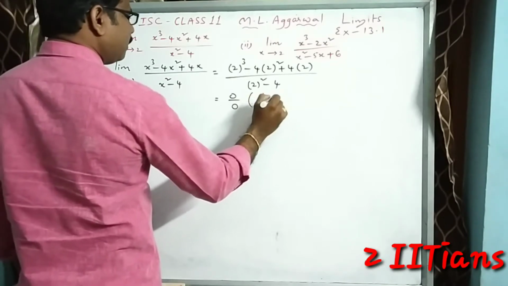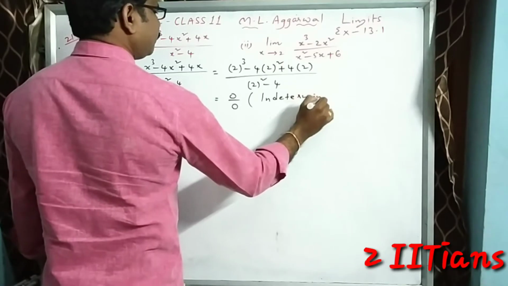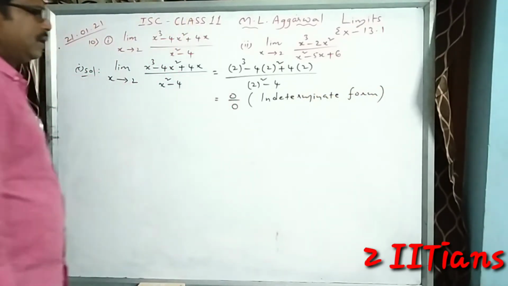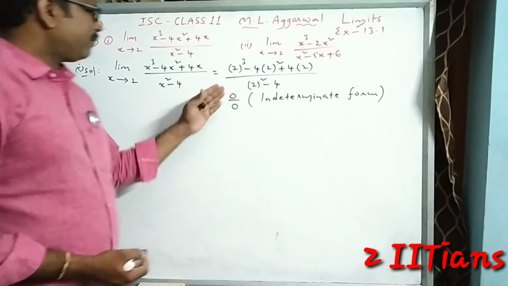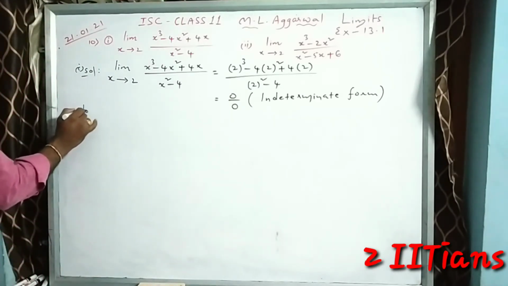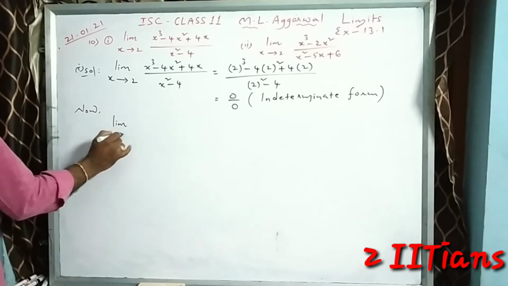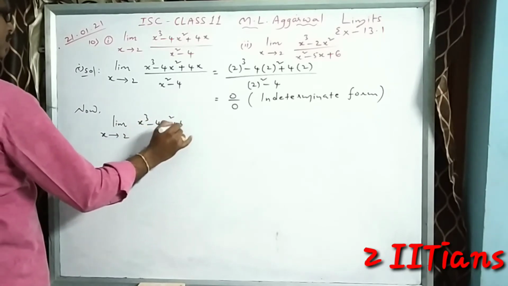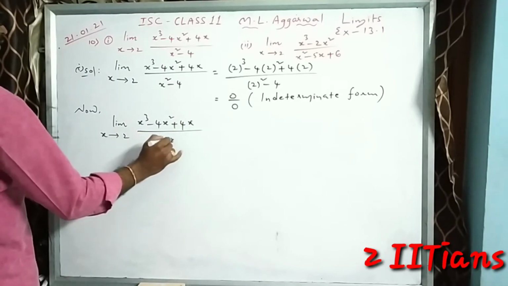What do you call this form? Indeterminate form, right? 0 by 0. Whenever we get this type of form, we have to proceed with the next procedure. I will take again the given limit. X cube minus 4x square plus 4x upon x square minus 4.